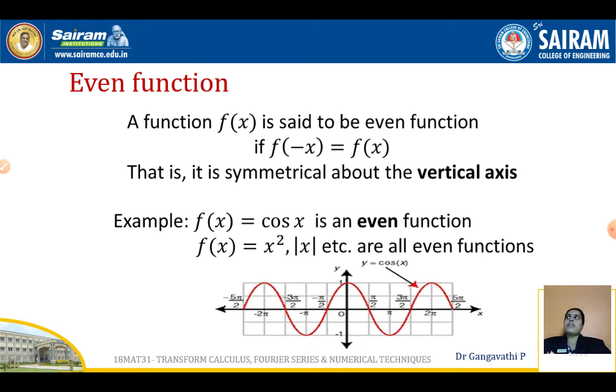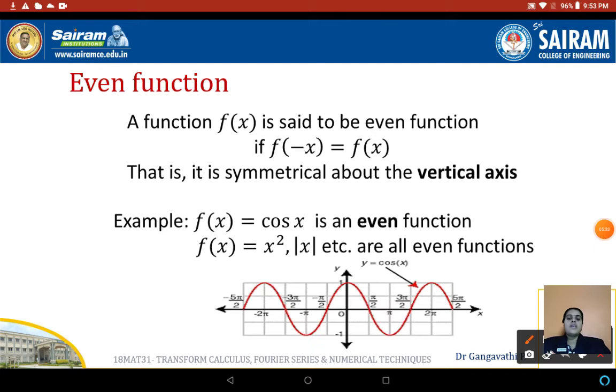A function f of x is a real valued function. In order to say that a real valued function is an even function, it must satisfy one condition. So what is that condition? If in f of x, x is replaced by minus x, and we get back our f of x in the original form, then such a function is called an even function. I'll repeat, a function f of x is said to be an even function if f of minus x can be written as f of x itself. Such functions are called even functions.